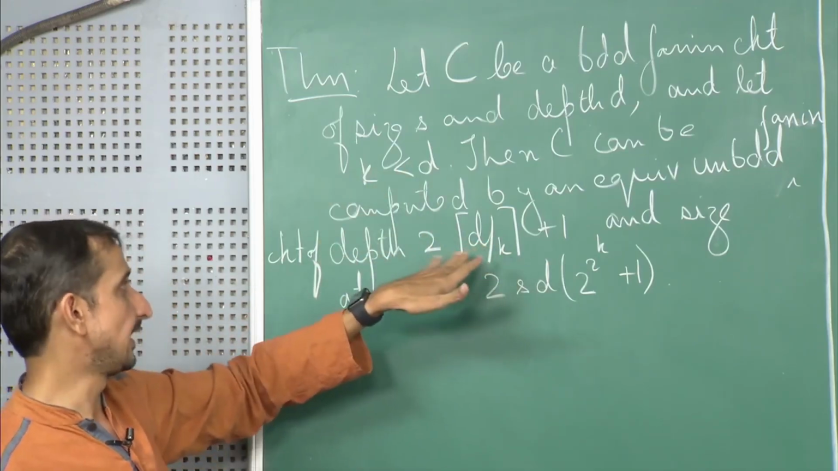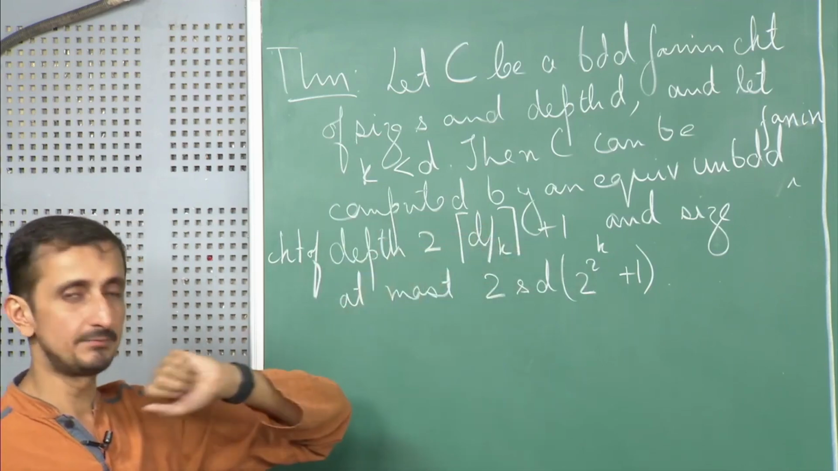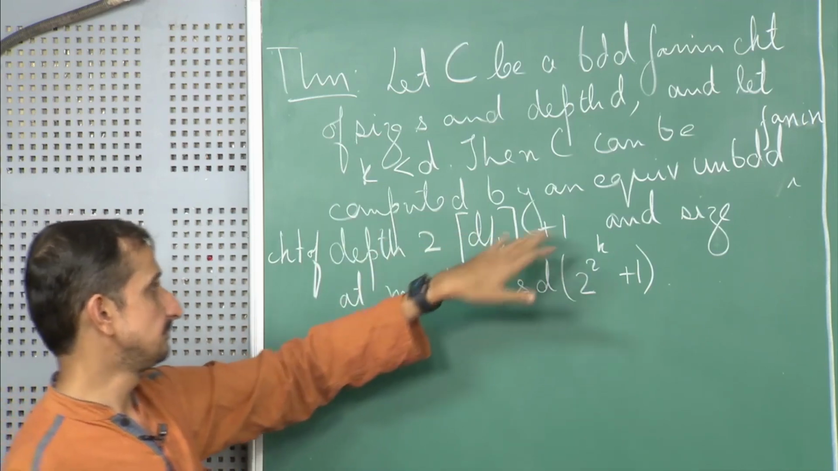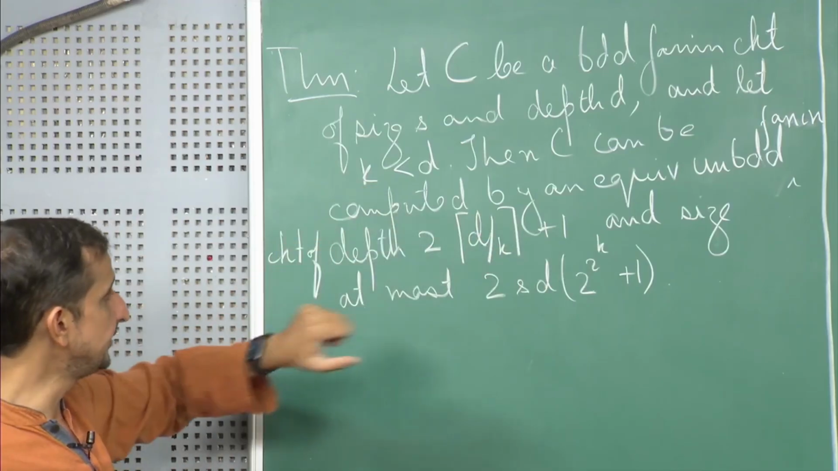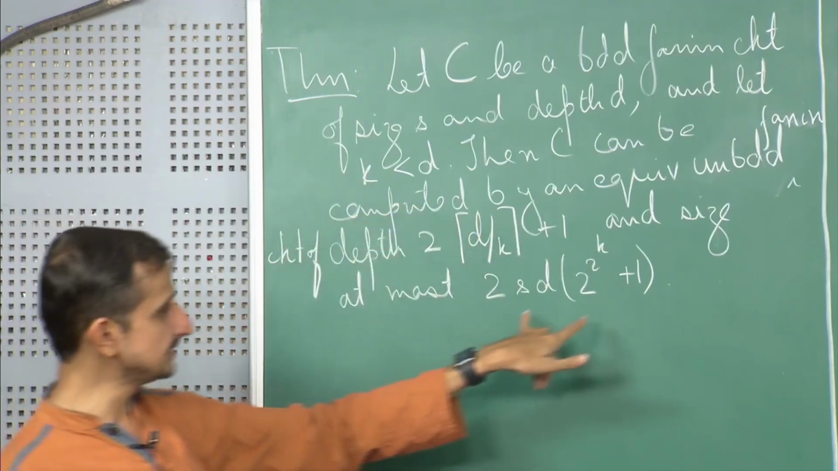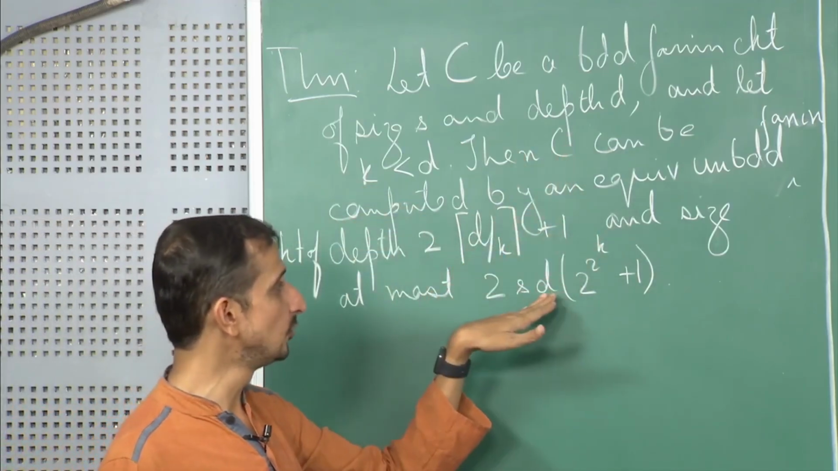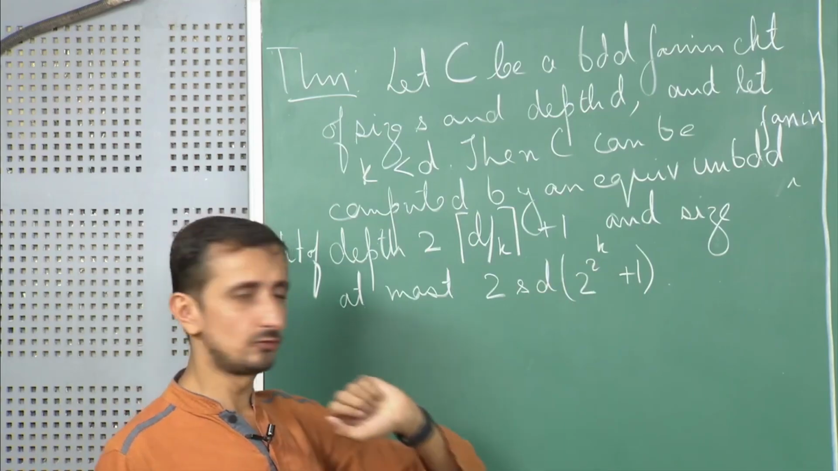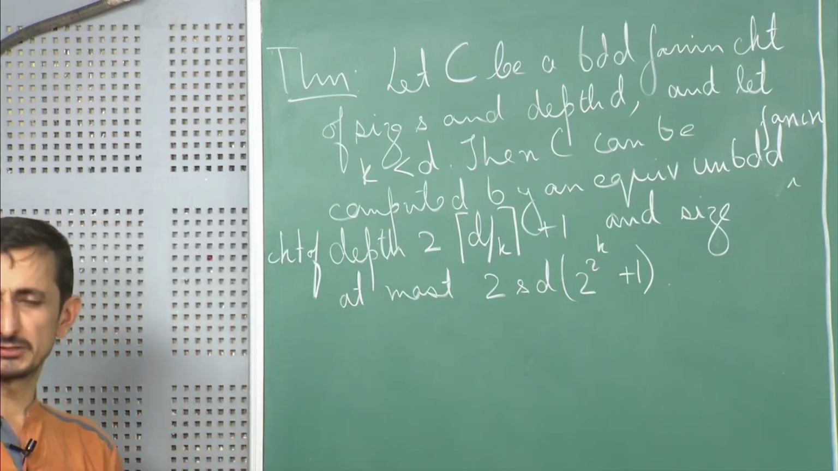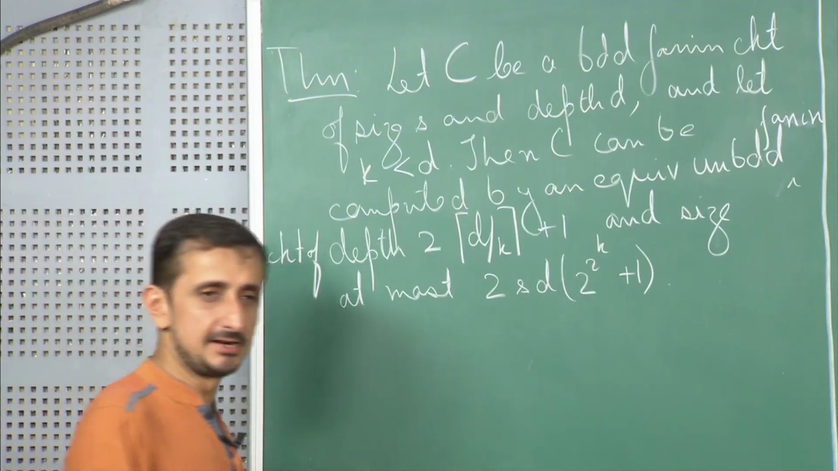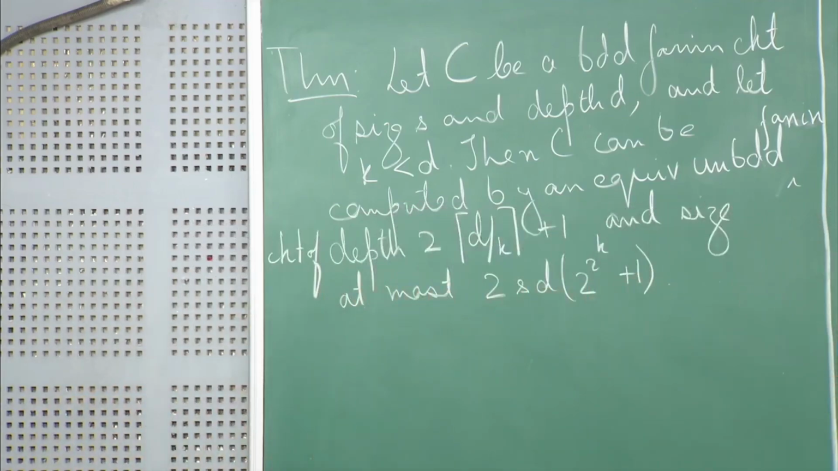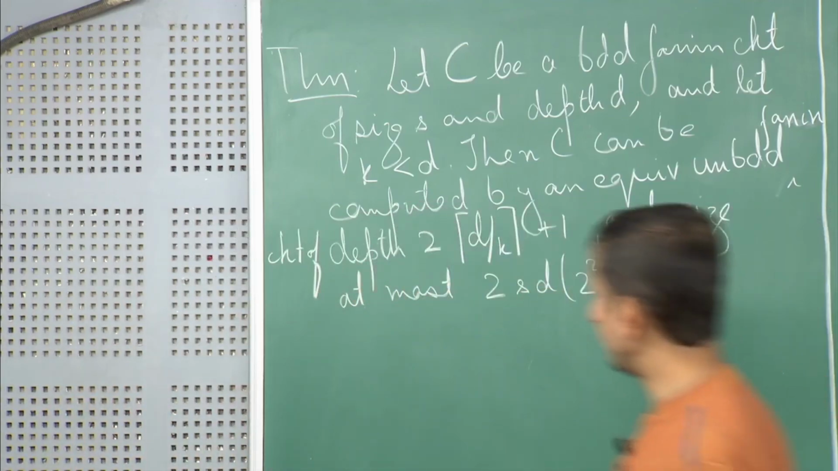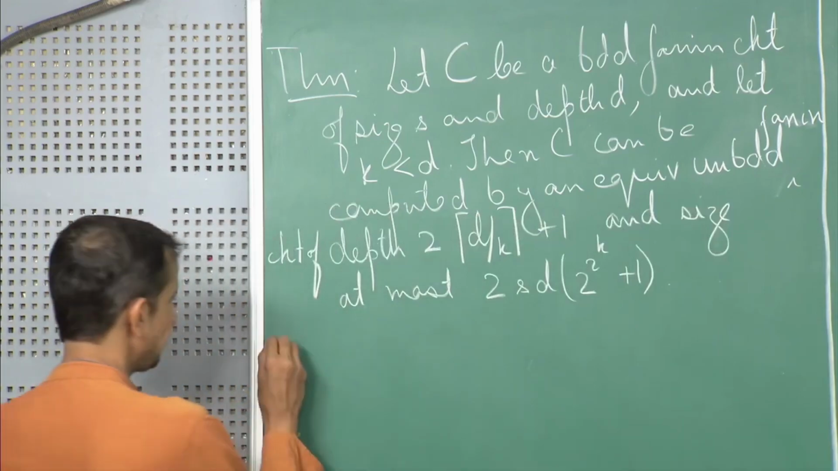Of course, if it is bigger than d, then it does not make much sense. So I compress the depth, and of course there is a blow up in size from s to s times 2 to the power 2 to the power k plus 1, but for small enough k this would still be manageable for us. We will see what kind of values we can choose. So let us see how the proof goes.